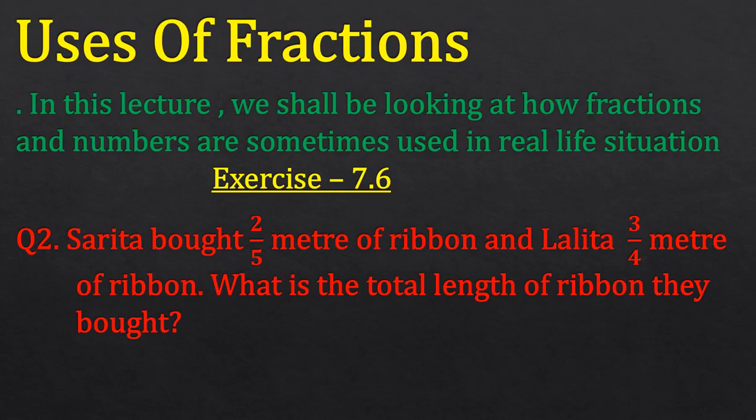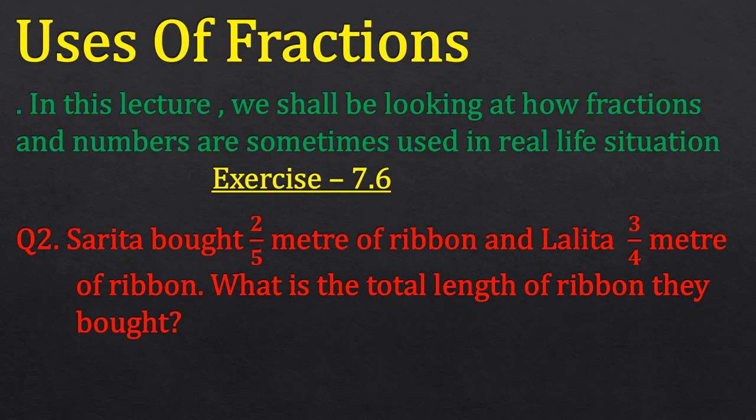Sarita bought 2/5 meter of ribbon and Lalita 3/4 meter of ribbon. What is the total length of ribbon they bought? Sarita bought how much ribbon? 2/5 meter. Lalita bought how much ribbon? 3/4 meter. And what is the total ribbon they bought? We know very well that whenever we have to find out the total length, then we will add. So total length of ribbon they bought equal to 2/5 plus 3/4.